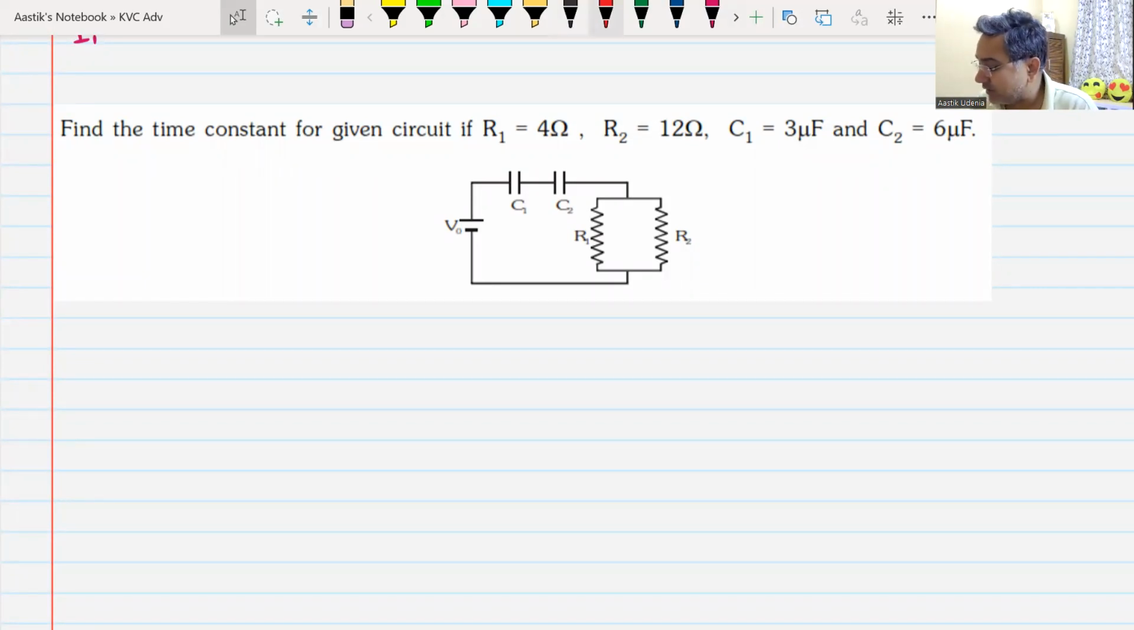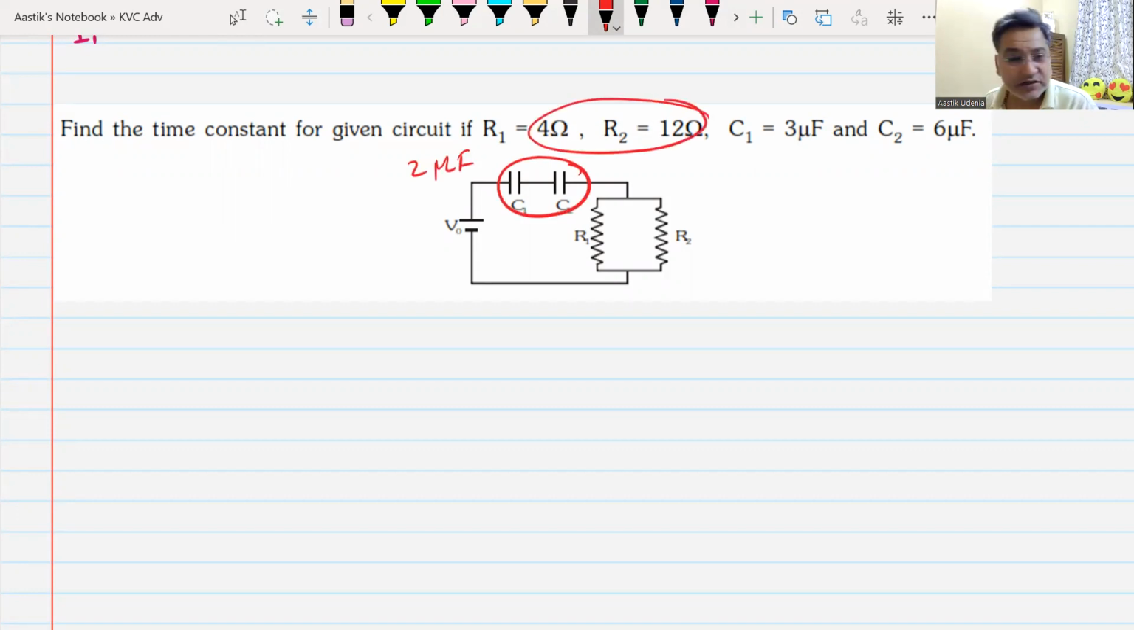You have to just find the effective capacitance of C1 and C2. I think that will be 2 microfarad, yes or no? Yes, sir. And you have to find the parallel combination of 4 and 12. Parallel combination of 4 and 12, I think, is 3, yes or no? Yes, sir. 3 into 2, 6 microseconds would be the answer.